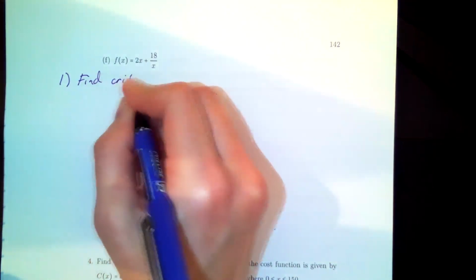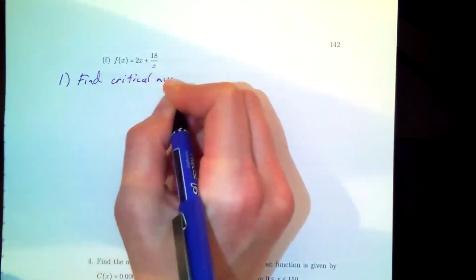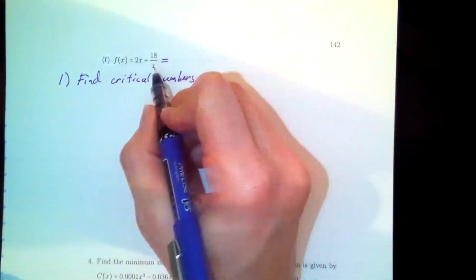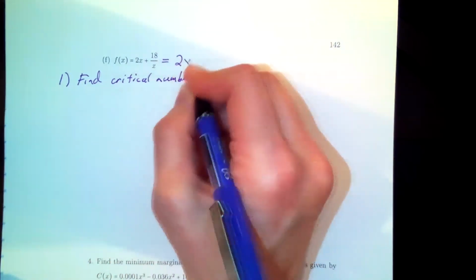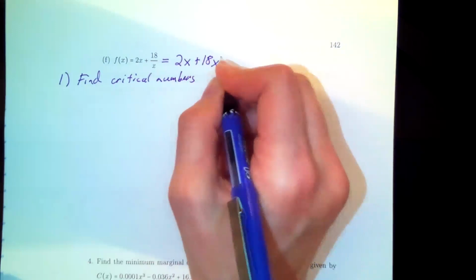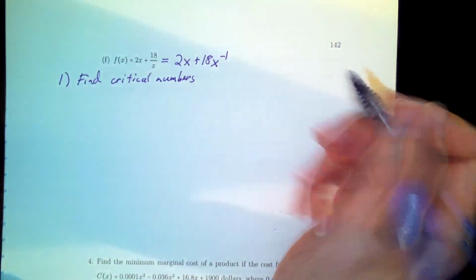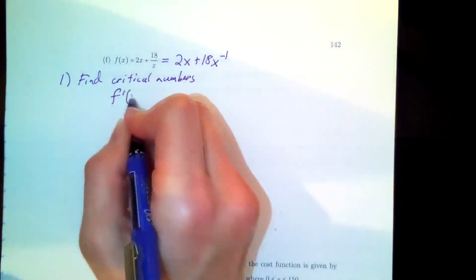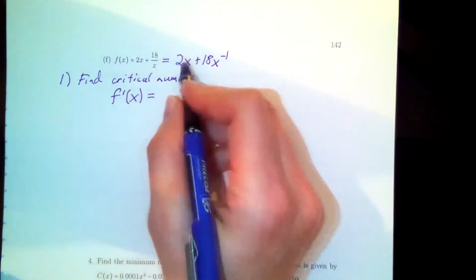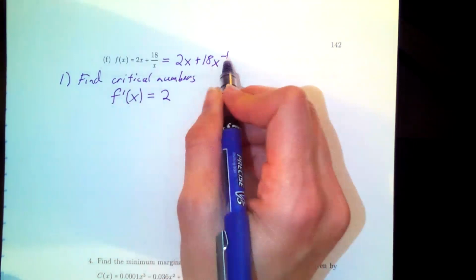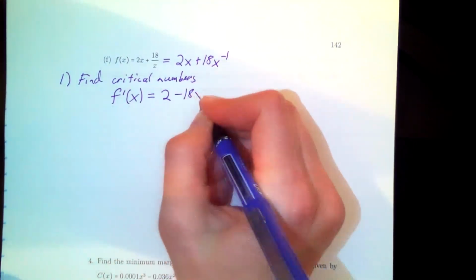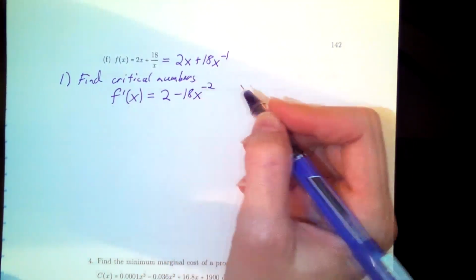You're going to take your first derivative and set it equal to 0. If I'm going to take the derivative of this function, I need to get it in a more derivative appropriate format. Take this x and flip it up. This is 2x plus 18, x to the negative 1. Find the critical numbers by taking the derivative. The derivative of 2x is 2. This part, you have a power rule. 18 times negative 1 is minus 18, x to the negative 2.